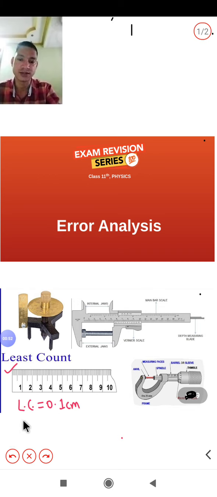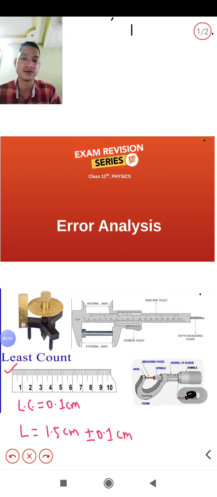Suppose that I measured a particular length, say 1.5 centimeter. Up to one decimal place I'll get the answer, and in this measurement there will be an error of 0.1 centimeter. So error is generally equal to the LC of the measuring instrument. This is very important information. And this is how we represent a particular measurement: plus minus error. Delta L stands for the error in a particular measurement.